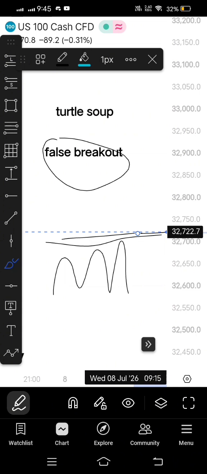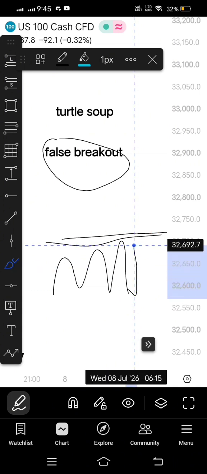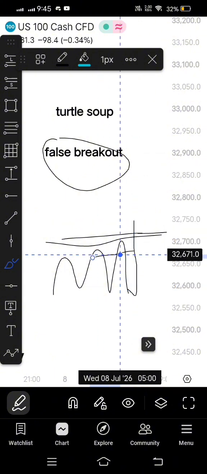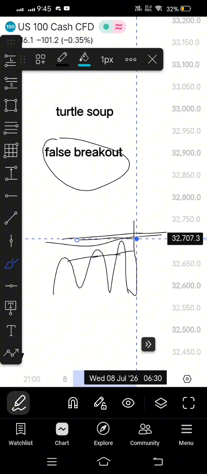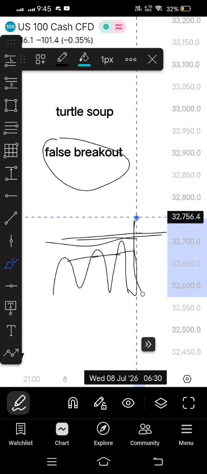So what does the market maker, or smart money, do? They make the market move to the upside and take the stop losses of the sellers who entered from here, here, and here. Their stop losses are placed there, so smart money goes and takes them. Now there are two types of traders: one trades the breakout, and one trades the reversal.